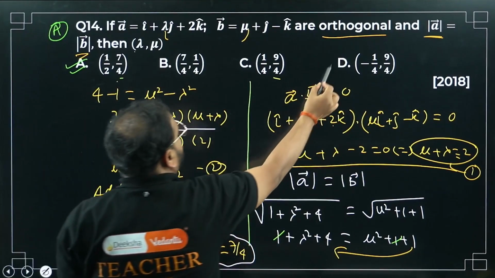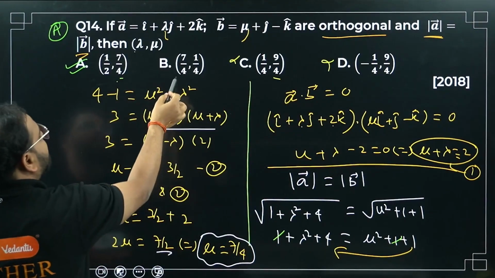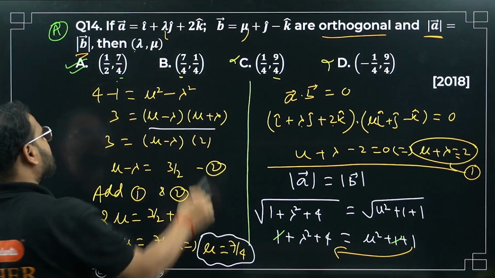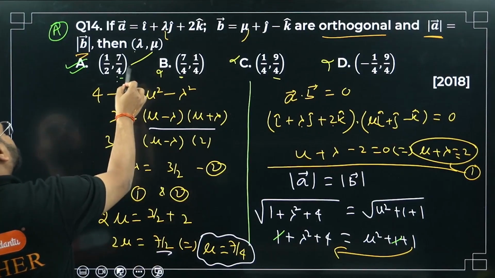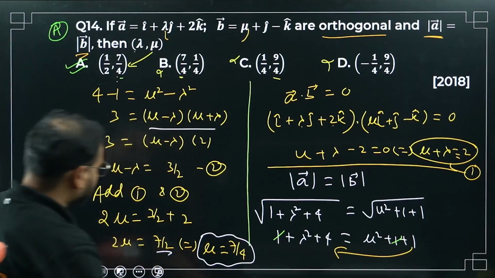So D no. C no. Here we have 7 by 4, but it is for lambda, right? 7 by 4 is coming for lambda, so this also is incorrect. So I have to get mu as 7 by 4. So which option is correct? Option number A. Please have a look.